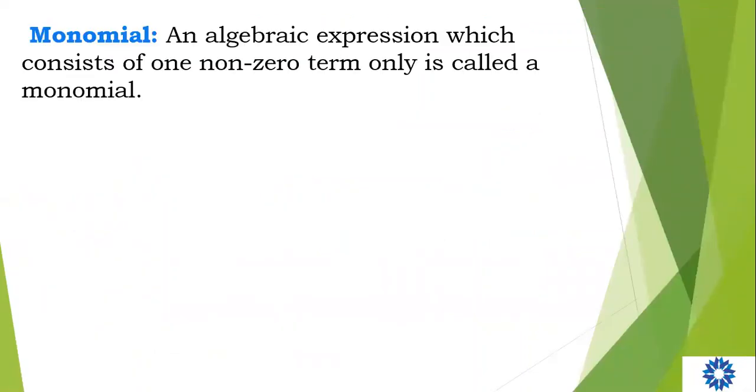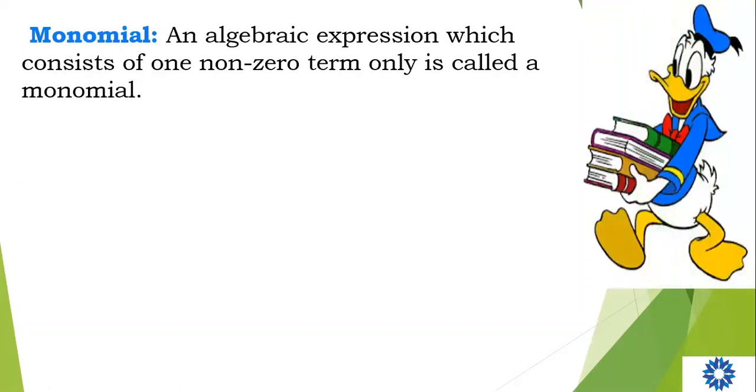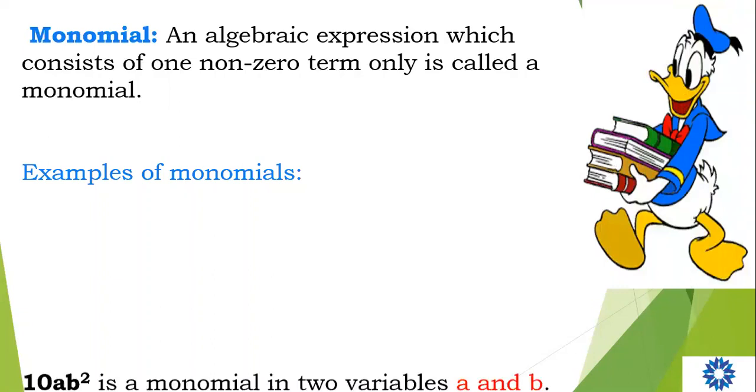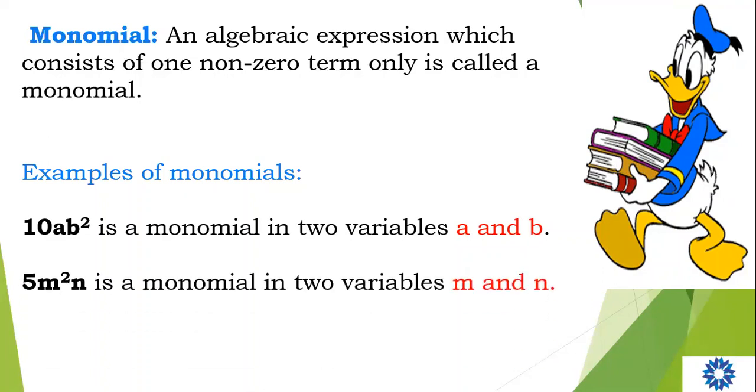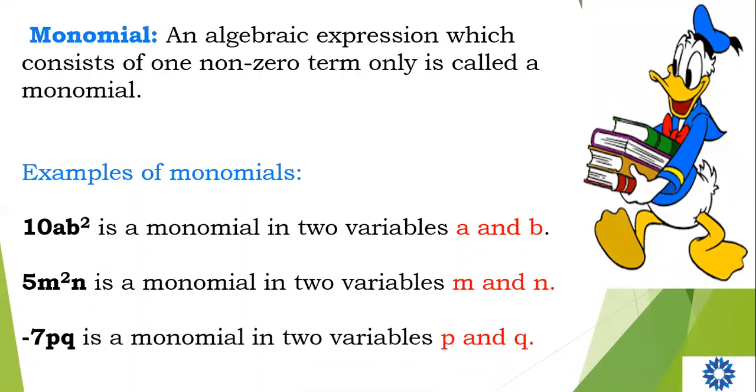Monomial: an algebraic expression which consists of one non-zero term only is called a monomial. I'll give you so many examples. AB square, here two variables A and B, 10 AB square. A and B both are variables. Mn, 5m square n, so m and n are two variables. You can add any number of variables, no problem. One term is a monomial.